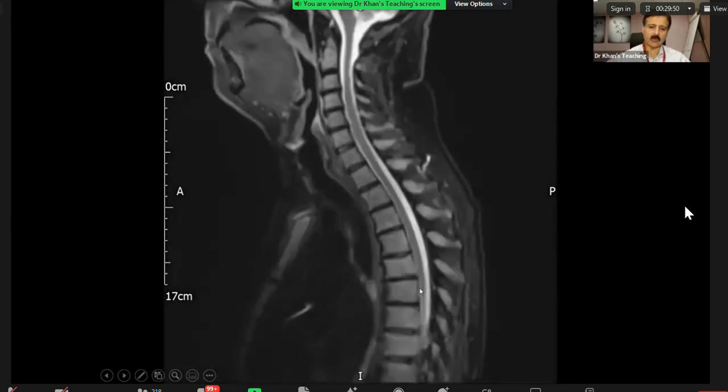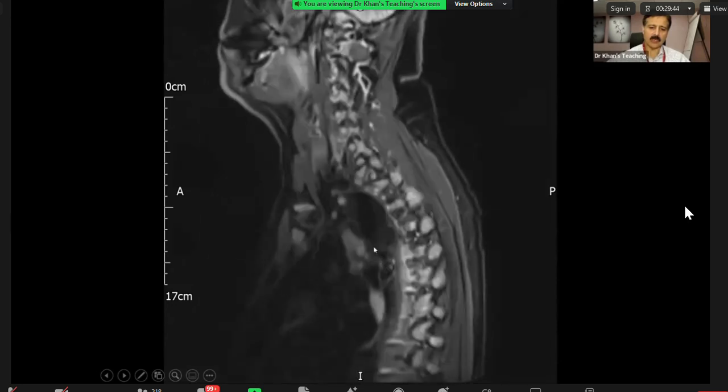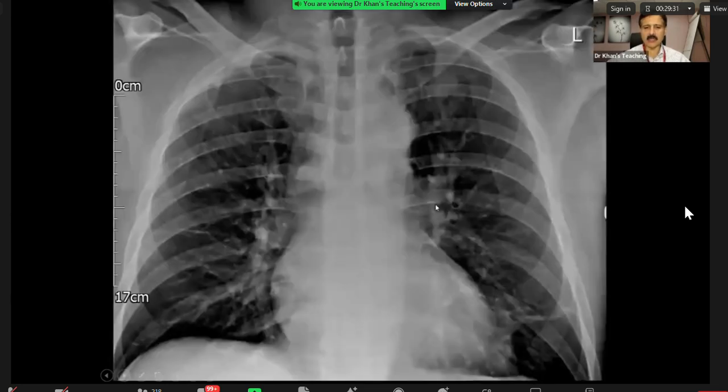Then you go to STIR, and STIR is absolutely bright, which it should not be. The sternum is also involved. And with that, you can see something in the mediastinum and lung. Actually, on the scout, the primary tumor was visible. This is a rapid reporting case, also a viva case. This is the tumor, and by the way, this was missed.